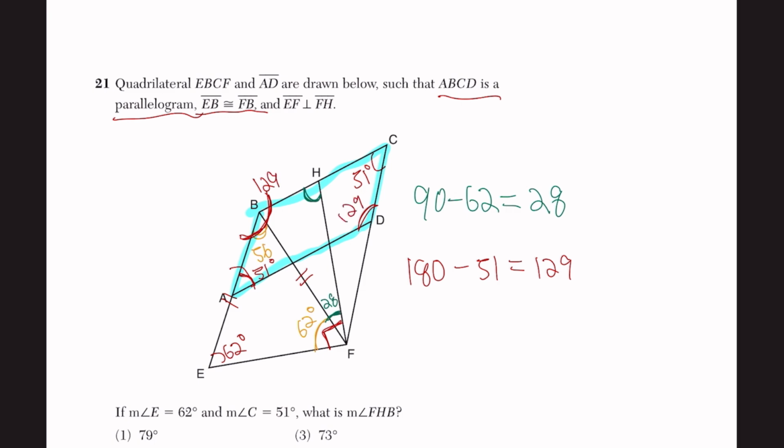And I want to do 129 minus 56 to find out what this angle measure is. Because again, we're trying to find the angle measure for FHB, which is this angle. So 129 minus 56 is equal to 73. Now we know that this angle is 73, this angle is 28. So all we need to do is subtract those two numbers from 180.